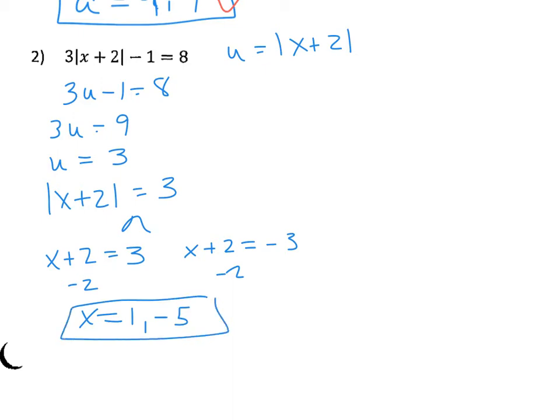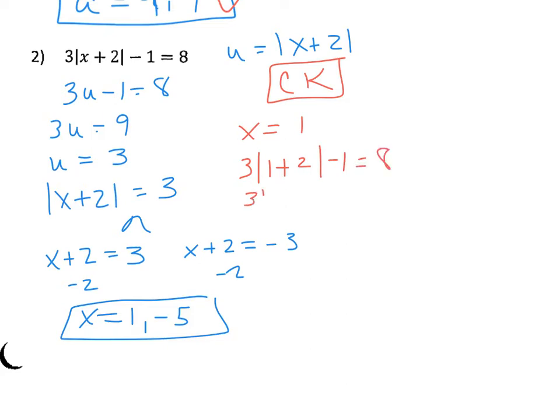So these are the two answers I'm going to check. So we'll go back to our red, and we'll check. So we're going to check x equals 1. So if you look, we get 3 times the absolute value of 1 plus 2, minus 1. Does that equal 8? Well, 3 times the absolute value of 3 minus 1, does that equal 8? 3 times 3 minus 1 does equal 8.